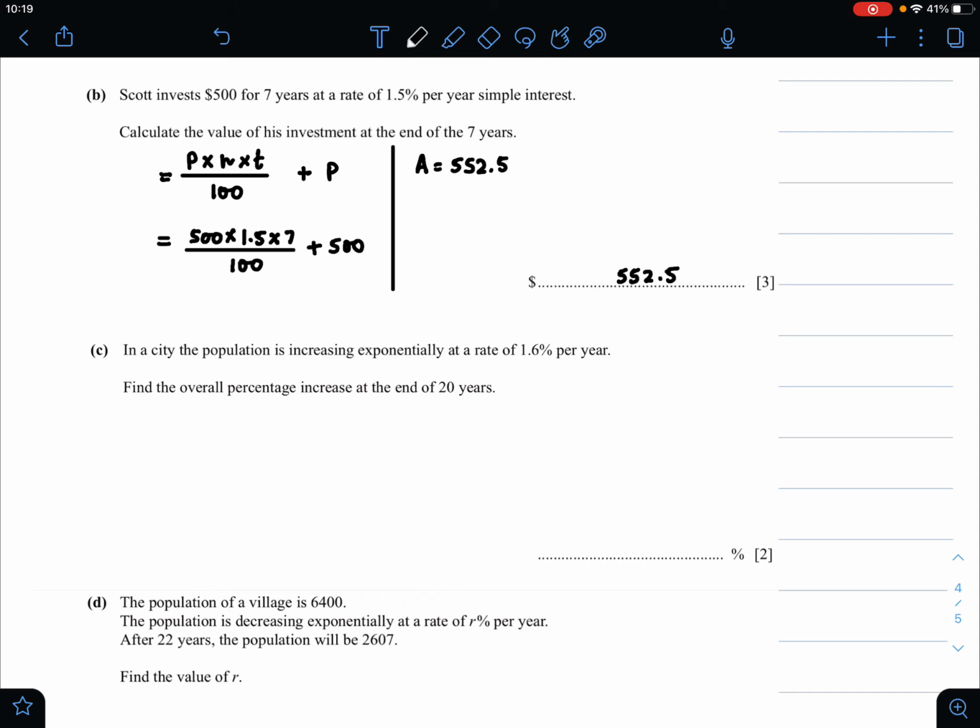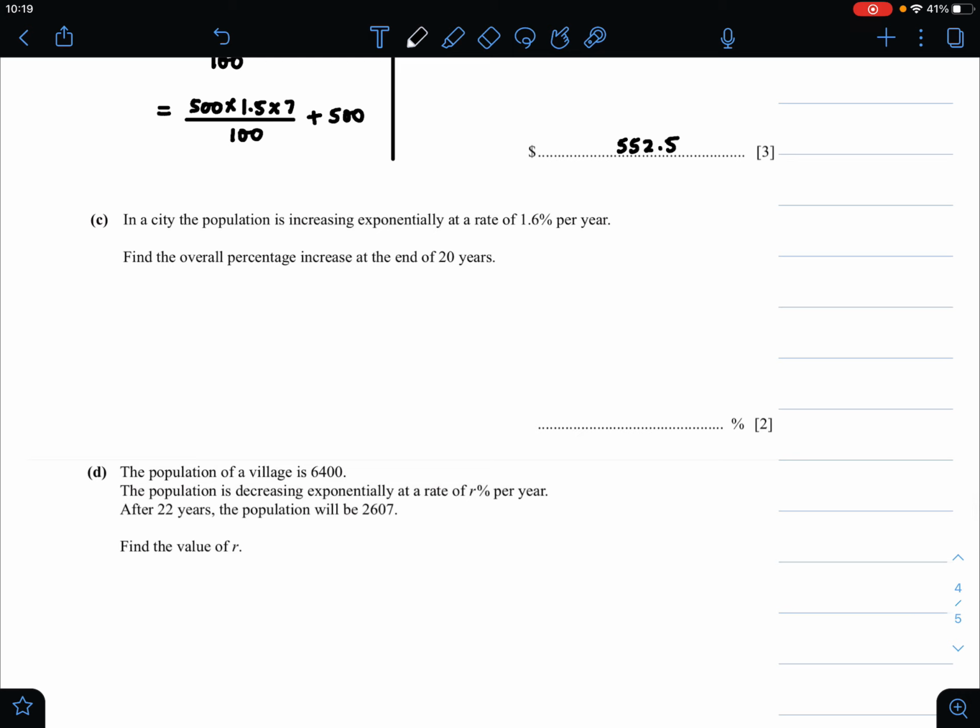So for part C, they are telling us that in a city the population is increasing exponentially at the rate of 1.6% per year. So it would be increasing, that means 1 plus the rate, that is 1.6 divided by 100. And they are asking us to find the overall percentage increase at the end of 20 years. So we will raise it to 20, and therefore our final answer will be 1 plus 1.6 by 100 raised to 20.